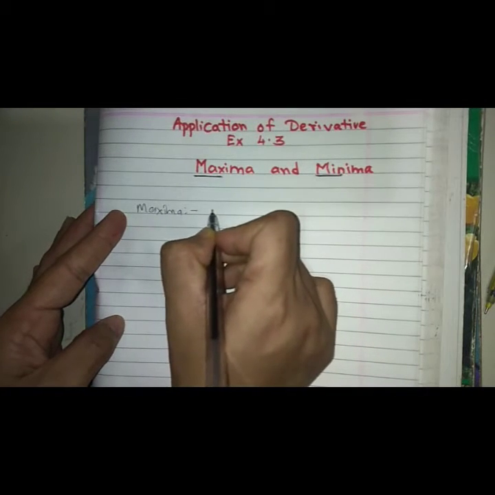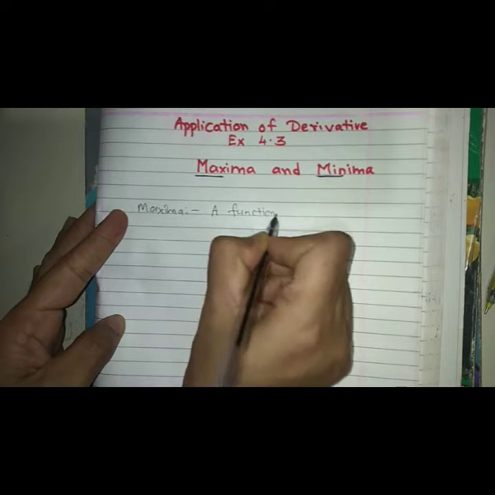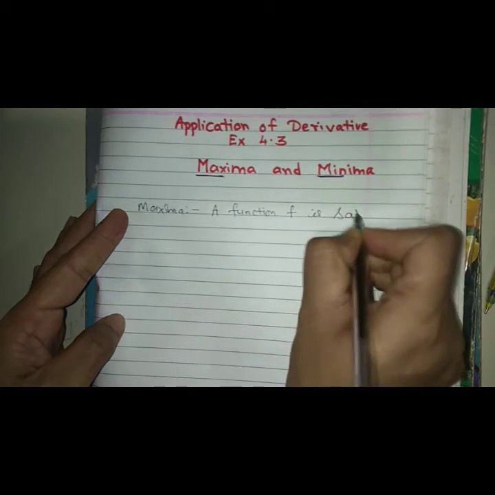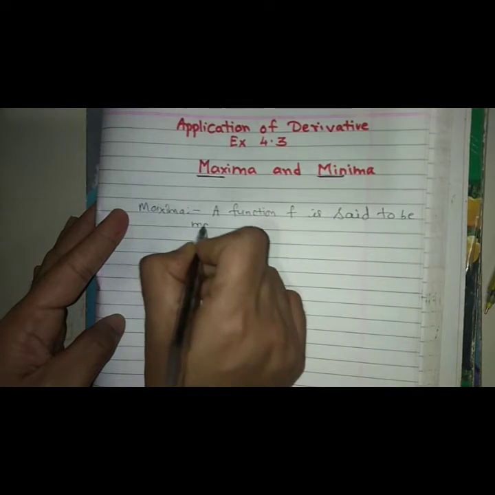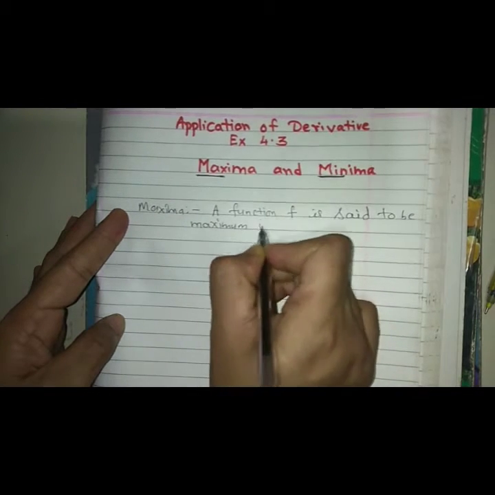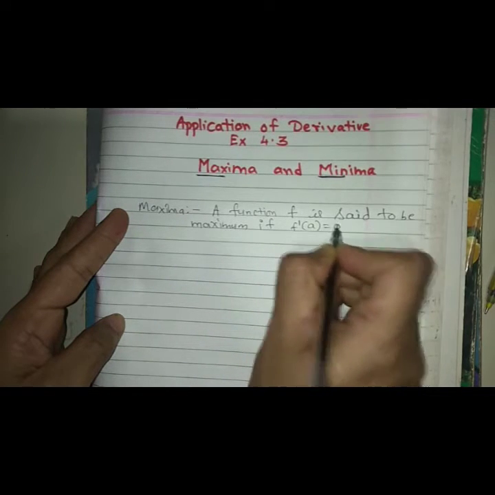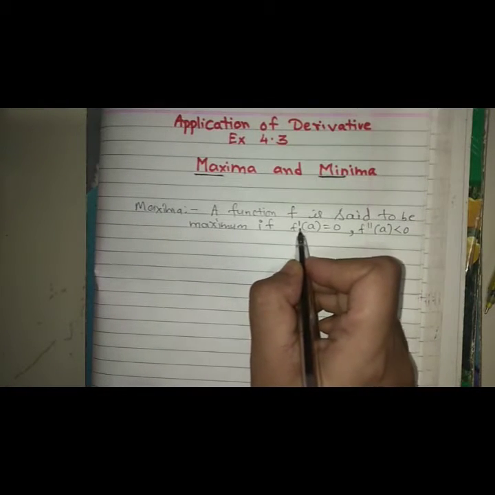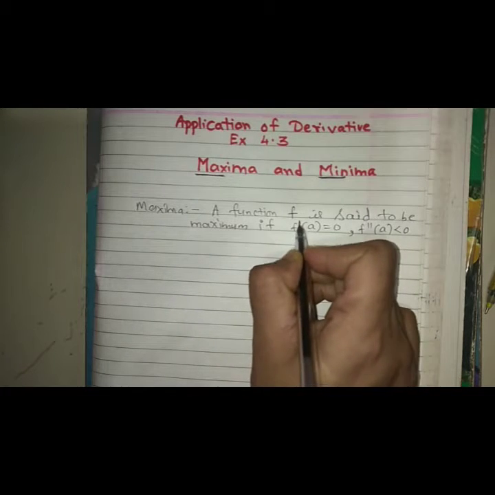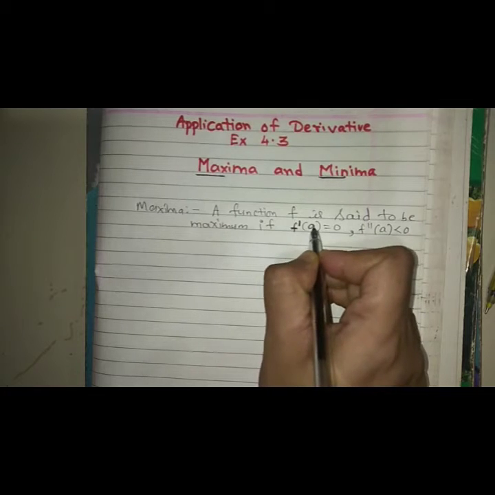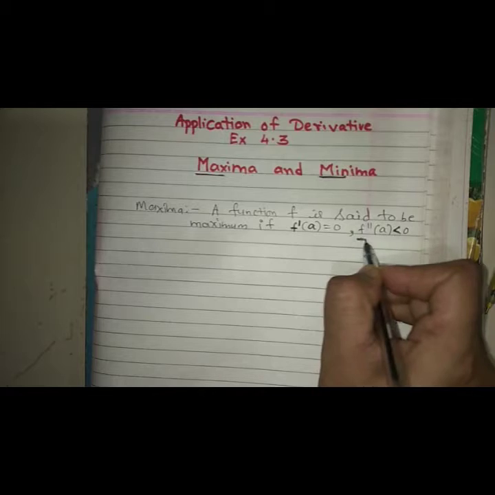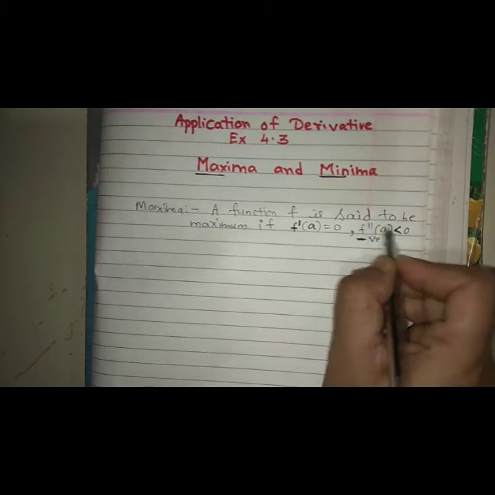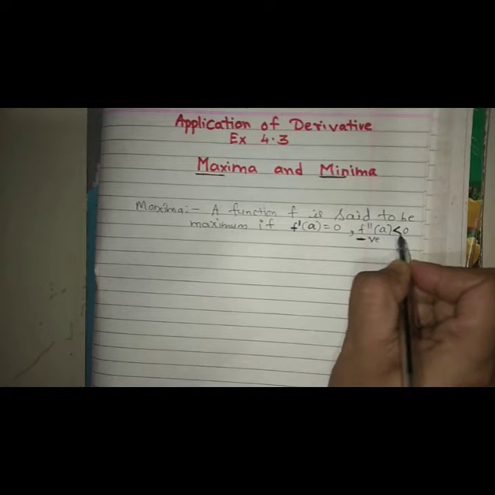Maxima is nothing but a function f is said to be maximum if f dash of a is equal to 0 and f double dash of a is less than 0. Here f dash of a is equal to 0 means the first derivative of the function at the point a is equal to 0. f double dash of a is less than 0 means the value is always negative, that means less than 0.